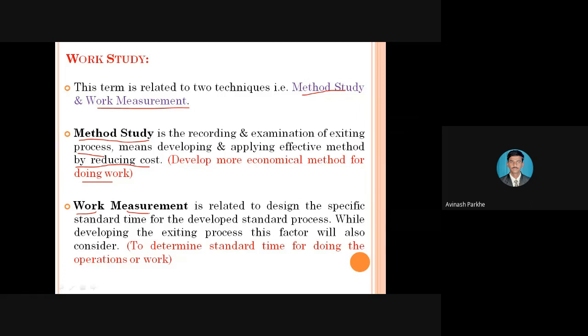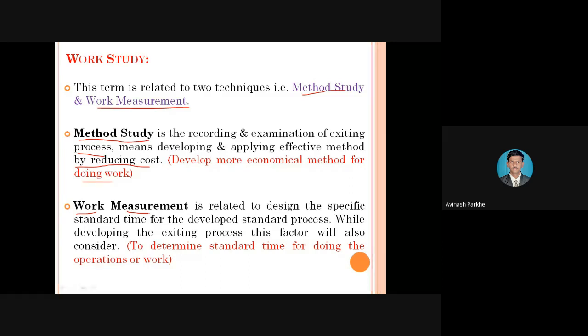If we have done a modification in the existing process, for example, the existing process is taking 10 hours, but I have made some modifications, and after the modifications, if I measure its standard time and the process is now taking 9 hours, it means due to the modification in the existing process, 1 hour of time is reduced.